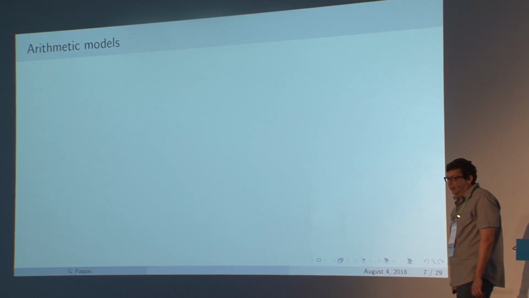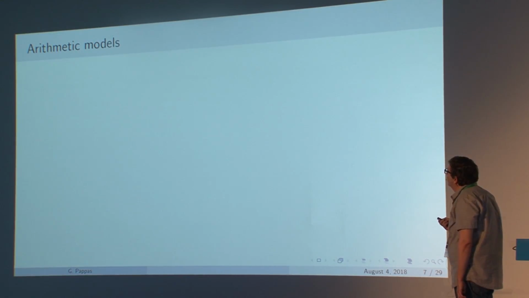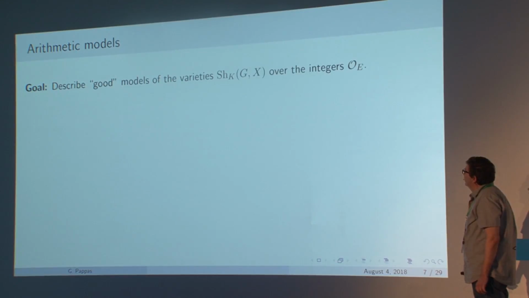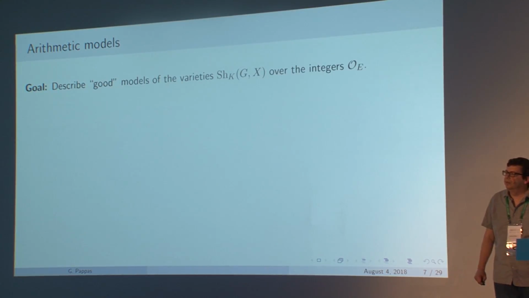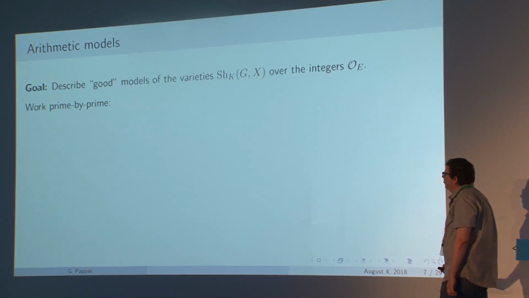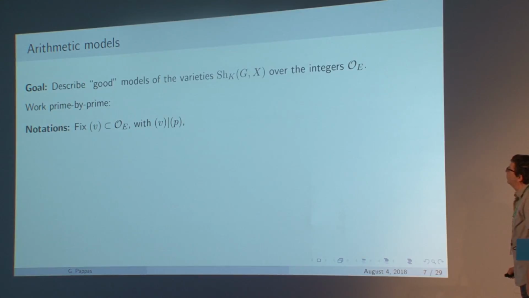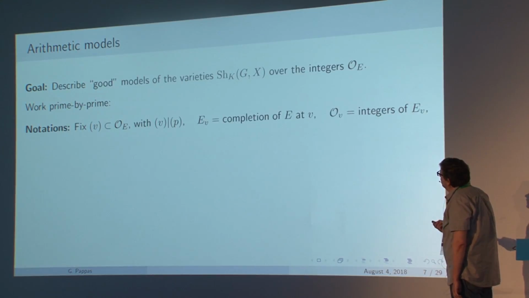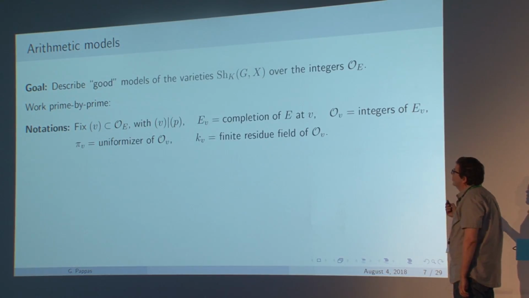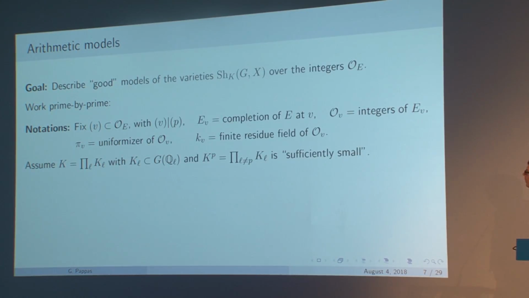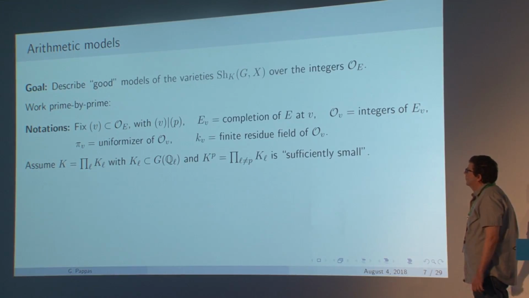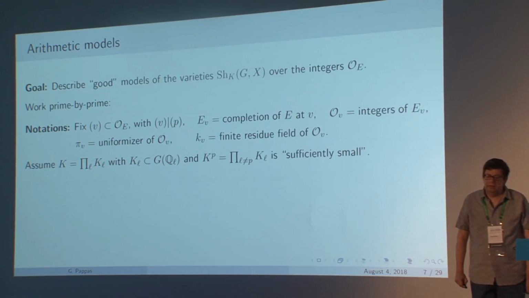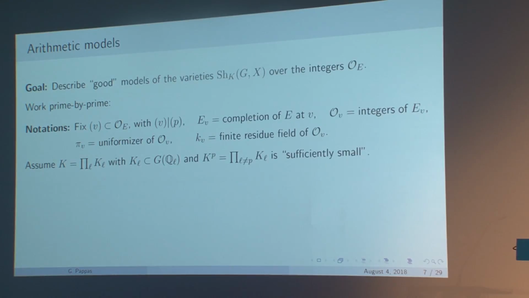Okay, so now let's discuss the main topic of this talk, which is the arithmetic models. So our goal is to describe good models of the varieties, but now over the integers. We have them over the number field. I want them over the integers. And we'll work prime to prime. So we fix some notations here. I pick a prime that's sitting over my fixed prime P. I take the completion of the reflex field, the integers of the completion. I pick a uniformizer, denote the residue field. And also I pick a level subgroup that has those properties. So this is just for simplicity. I ask that the prime P part of the level subgroup is sufficiently small, so what I say is more or less correct.